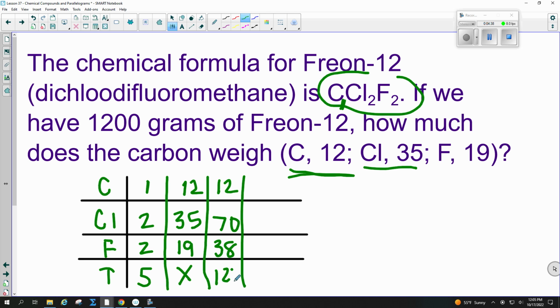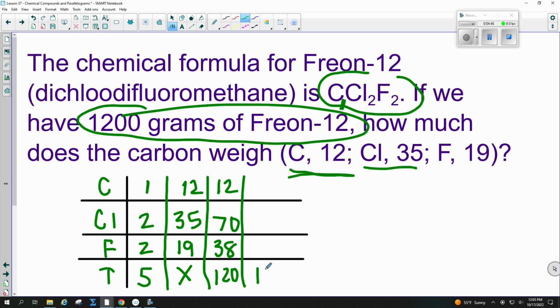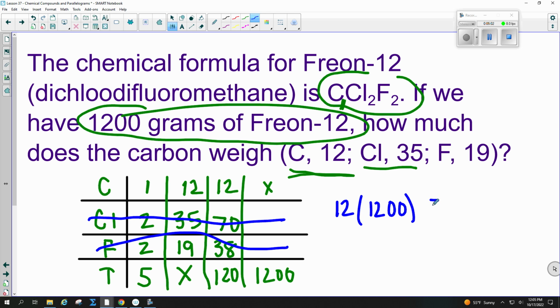Now we do the actual stuff. If we have 1,200 grams of Freon 12, that's the whole entire molecule. So 1,200 goes here. How much does the carbon weigh? So this one has 2 rows you are allowed to cross off. And then we will cross multiply: 12 times 1,200 equals 120 times x.